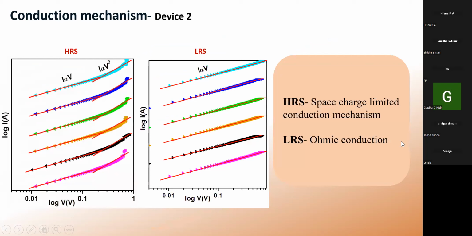And for device 2, we fitted our data to a double logarithmic plot and got a slope equal to 1 in the low field region and a slope equal to 2 in the high field region. That means the SCLC mechanism is dominating in the HRS, and for the LRS it is ohmic. Typically, the SCLC mechanism is attributed to the trapping and retrapping of electrons in trap centers. Here, oxygen vacancies act as trap centers. So this is a conventional mechanism. Many papers have been published with this mechanism for filamentary switching.